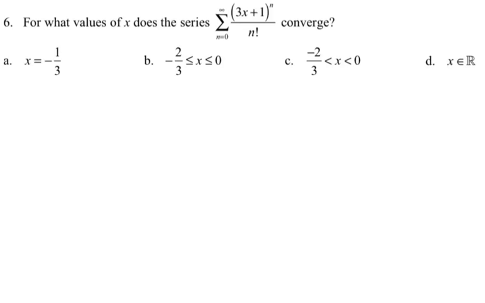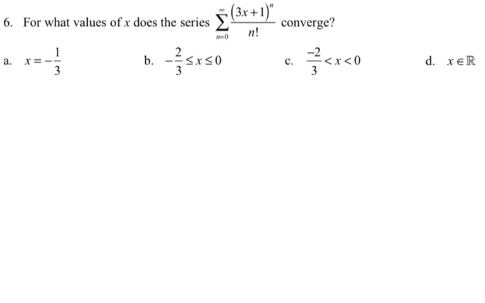For what values of x does the series, the sum of the quantity 3x plus 1 to the n over n factorial converge? I'm going to do the ratio test on this. I enjoy doing the ratio test. It's my favorite test, and it's really good practice. So let's see if we can do it.